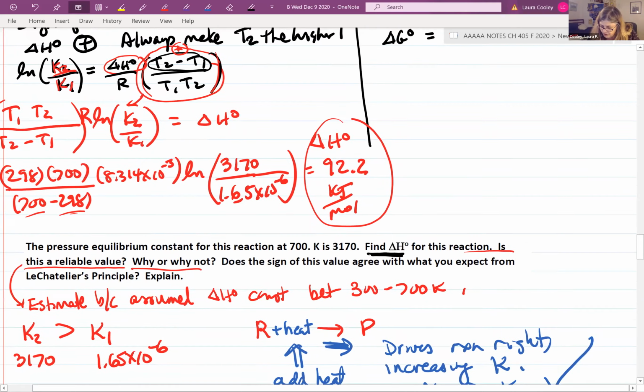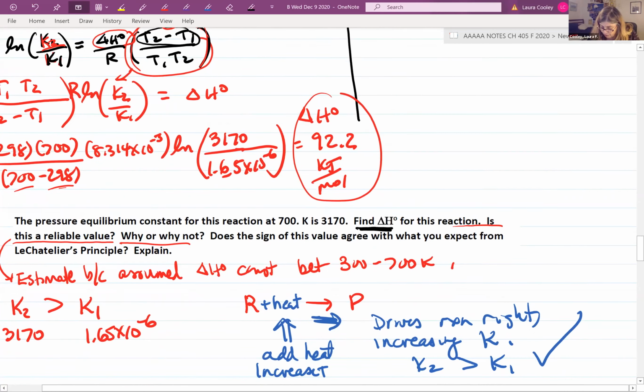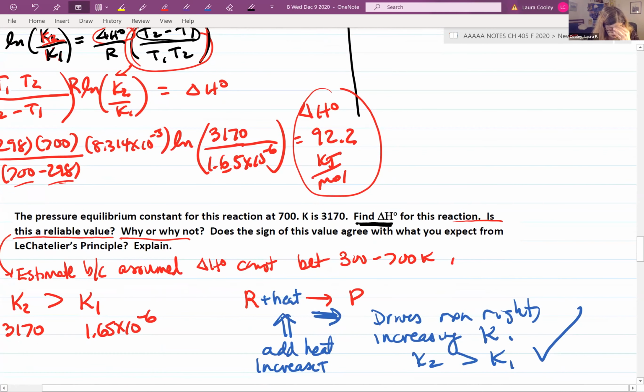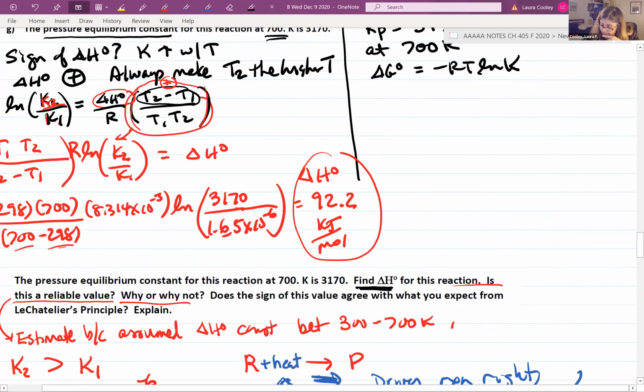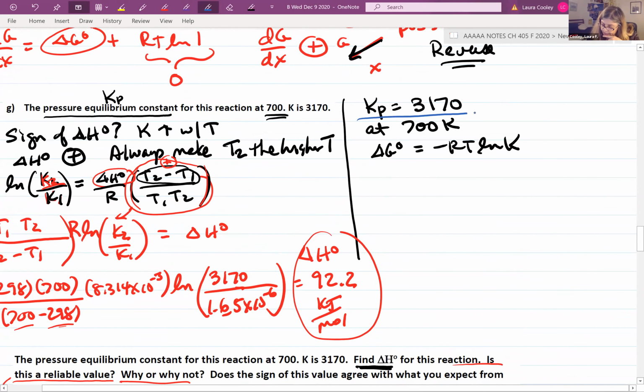I did want to show you something else that wasn't asked in this problem, but I want to point out something to you. And that is, if you take the K at the higher temperature, this is at 700 Kelvin, you can use it to calculate a delta G at that temperature.